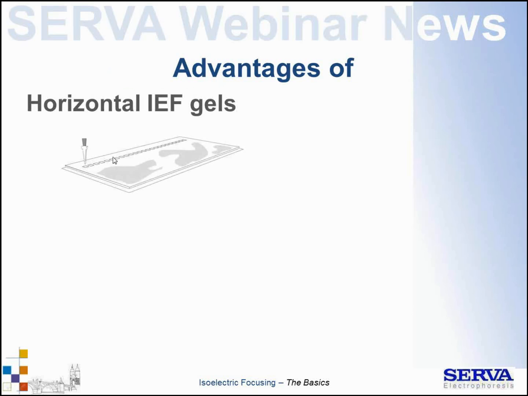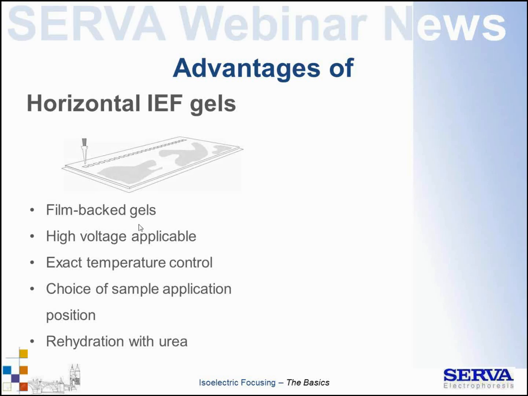Here you see sample wells or paper pieces which are placed on the gel. First of all, the gels are film-backed. I said that you prefer soft gels with large pore sizes. That means that the mechanical stability of the gels is not very high. So that's the reason why you want to put them covalently on a film support. Also, the separation works better the thinner the gel; the higher is the resolution.